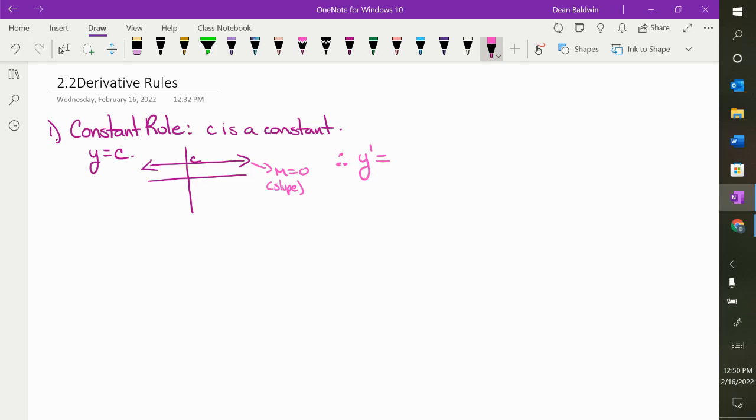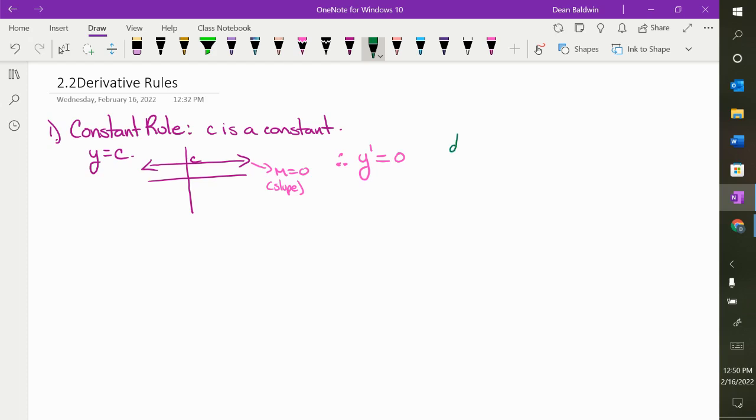It has to equal 0, right? Because by definition, y prime is the derivative, and the derivative is the slope of a tangent line. And what's the slope of that line? 0. Therefore, y prime of c has to equal 0. Does that make sense? The derivative of any constant is 0. So we can write that as this.